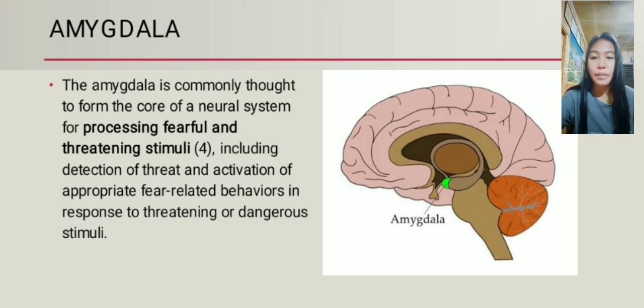Amygdala. The amygdala is commonly thought to form the core of the neural system for processing fearful and threatening stimuli, including detection of threat and activation of appropriate fear-related behavior in response to threatening or dangerous stimuli.